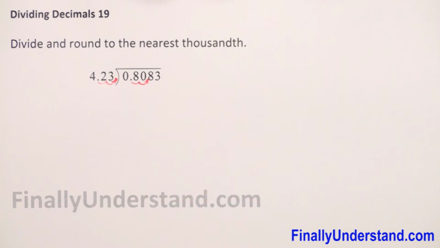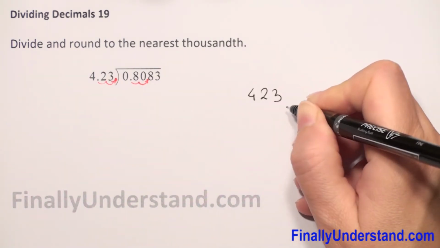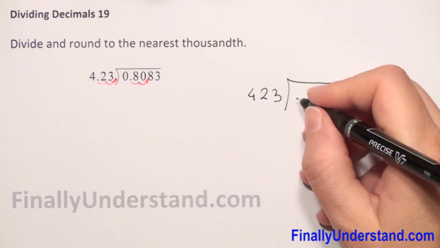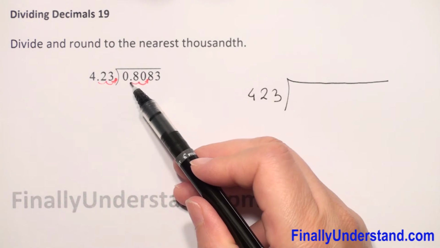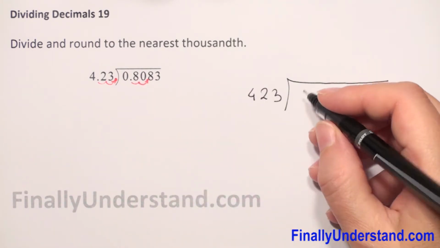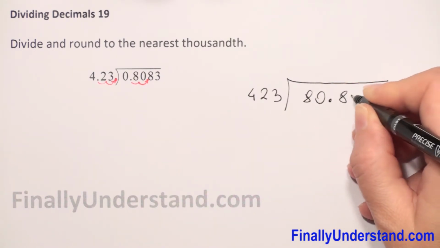So now we can rewrite our long division. We have 423. Decimal point we don't have to write in our divisor. And what else? 0 before whole number 80 we don't have to write because this is still 80. So we have 80 decimal point 83.